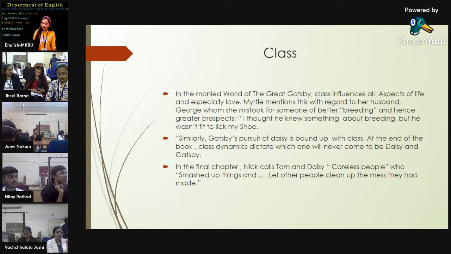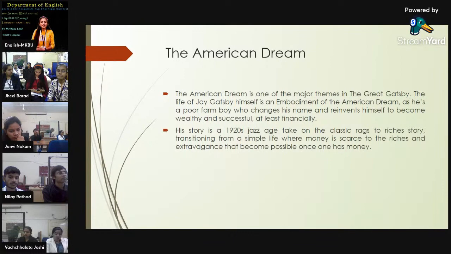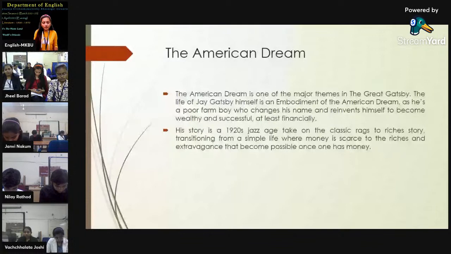The American Dream. The American Dream is a major theme in the novel. Gatsby himself is an embodiment of the American Dream. Gatsby's dream is to be the richest person in America. Gatsby was born into a poor family, and his dream is to become the richest person in America. He became the richest person in America, but his dream is not fulfilled. Gatsby is wealthy and financially successful, but he does not accept that the East Eggers expect the richest person.